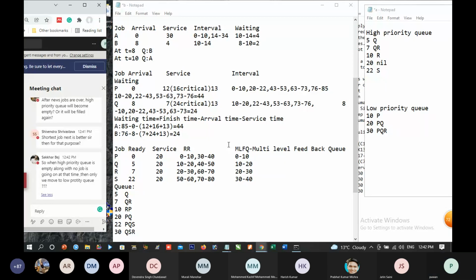Okay. Now, at 30, P, Q, R are there. At 22, S has come. So what will happen? S will be served from 30 to 40. Now this queue becomes empty. At time t equal to 40, nothing is there in it, and P will get a chance to be served. So P will be served from 40 to 50. Is it correct? And after that, it will be Q, R, S. Is the method clear to you? Any doubt?